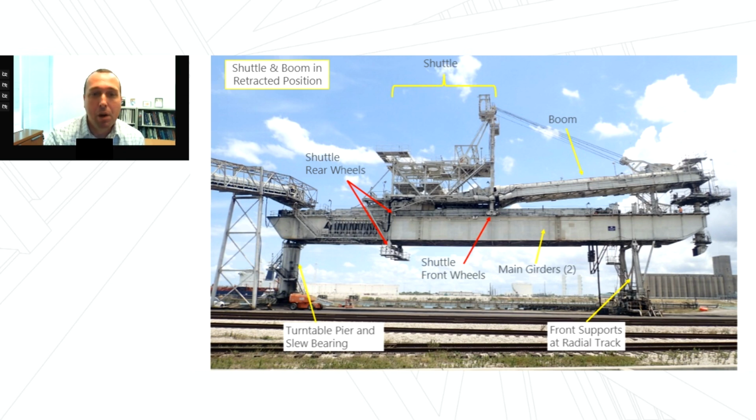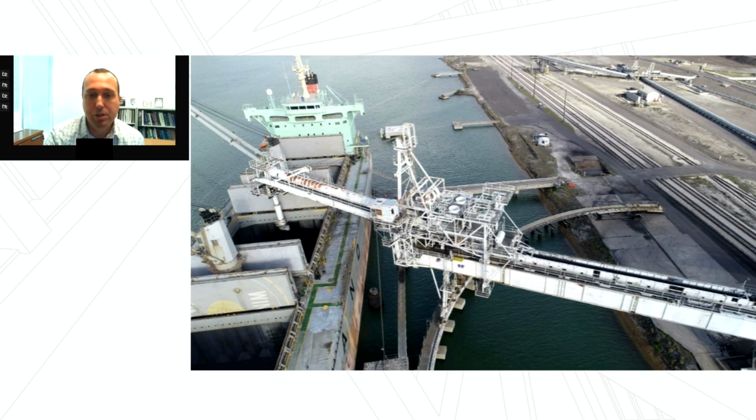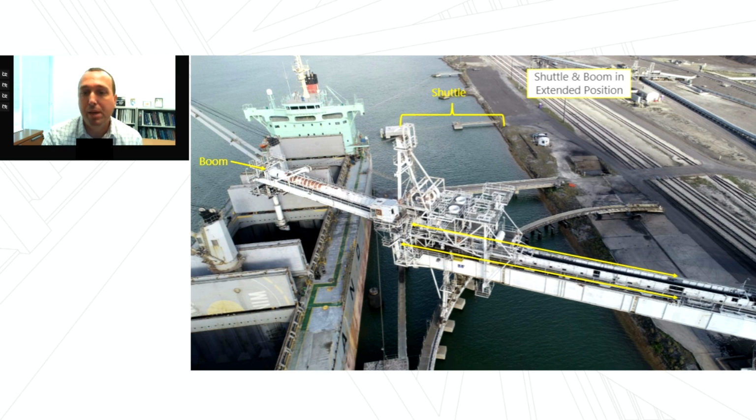Here we see the shuttle and boom in its fully retracted position, but in the next image, we can see that it's fully extended out. And so this is what the shuttle and boom can move out to load the vessel. And the yellow arrows just indicate where the shuttle and boom can move along the length of the shiploader. This movement causes stress ranges to develop in the steel girders and is one of the concerns that we'll talk about a little bit later.